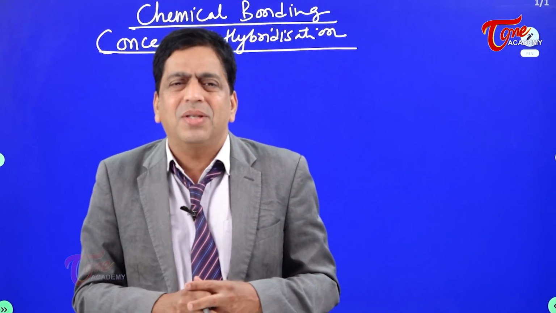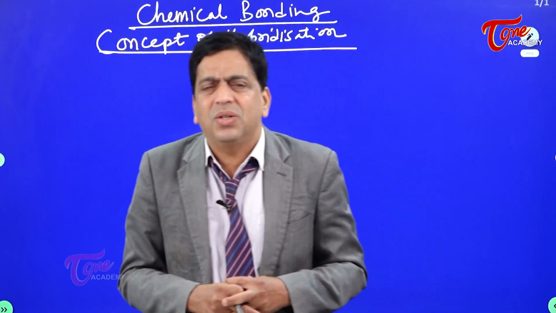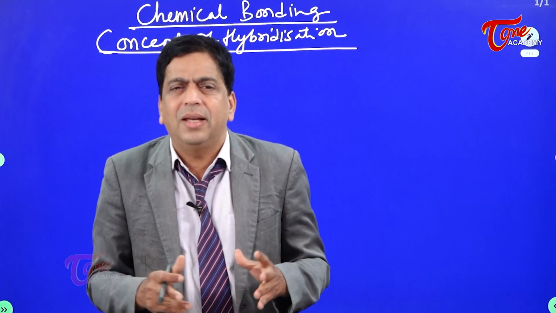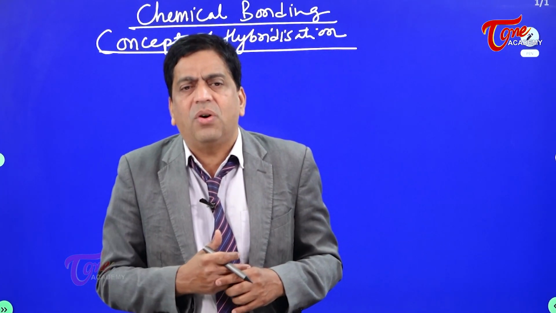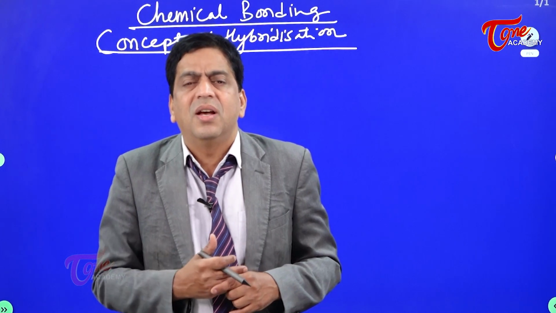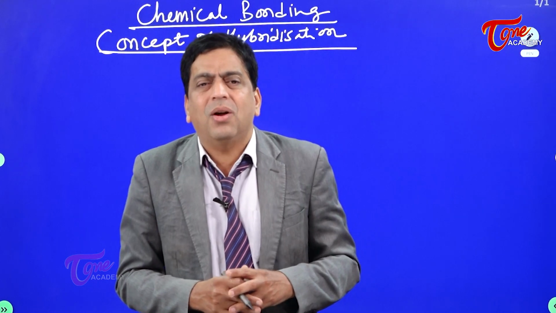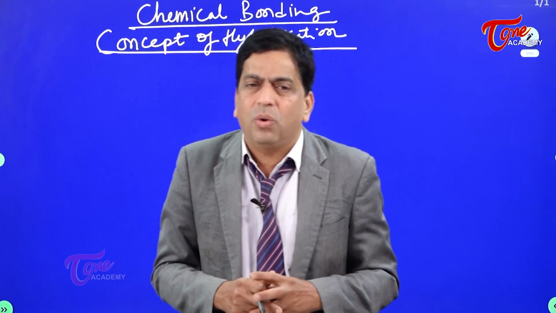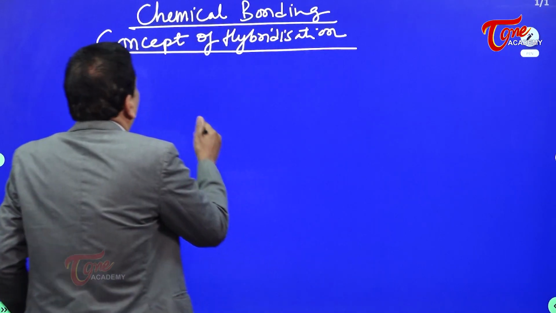In fact, in the previous session I was telling that some of his explanations seem to be absolutely ridiculous, silly. So it necessitated another theory that will take care of all the drawbacks given by valence bond theory. One of the drawbacks I would like to brief is this.